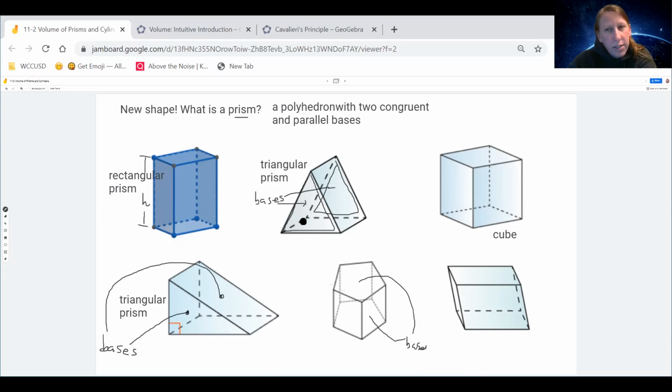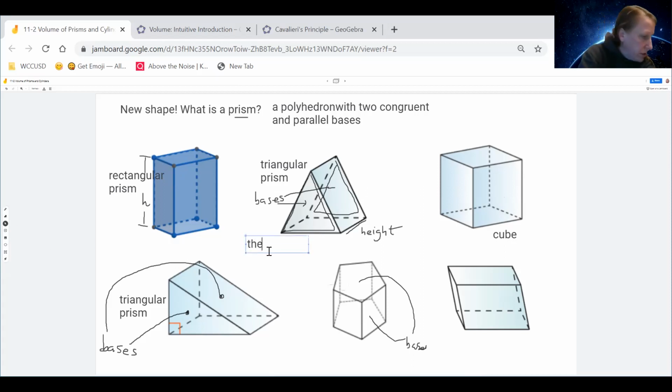But this one is tricky. This is not the height of the prism. The height of the prism is this. So the height of the prism, you gotta be careful with. If it's a rectangular prism, it doesn't matter quite so much. But if it's a triangular prism or a pentagonal prism, you need to be really careful.